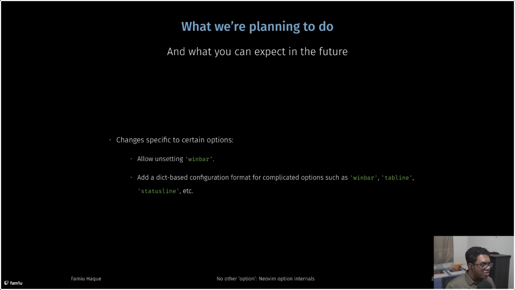Oh gosh. Add a dict-based configuration option format for complicated options such as winbar, tabline, and statusline. So the syntax for statusline is annoying to deal with, and it's basically an entire string. So what I plan to do, for these three options, winbar, tabline, statusline, is allow them to be modified as lists, so you can have components and a list of components, and what it will do is merge all of those components together. That's what I'm planning to do eventually when we get to that point. So that's going to be exciting, hopefully.